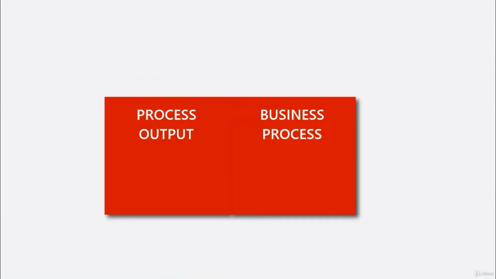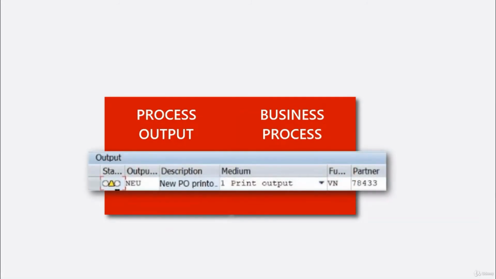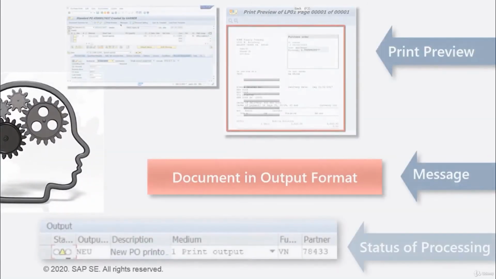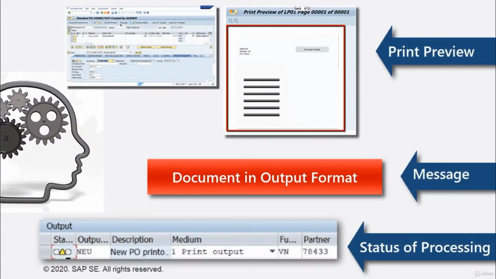In essence, the processing of a document output is closely connected to the business process, and the output status is recorded. With that, you're at the end of the video. Let's summarize the intricacies of printing a document in SAP. Selected data from a document are assigned to a form. The print preview within a document shows the formatted text on this form.